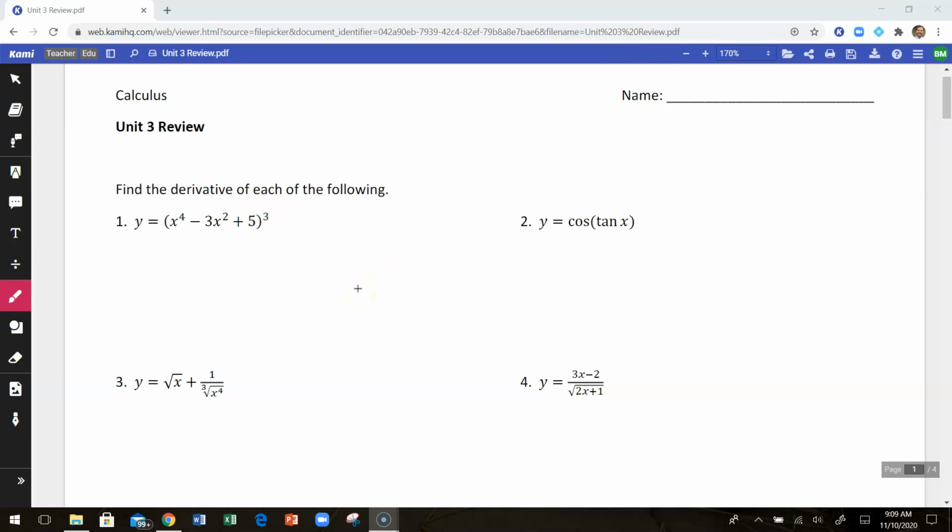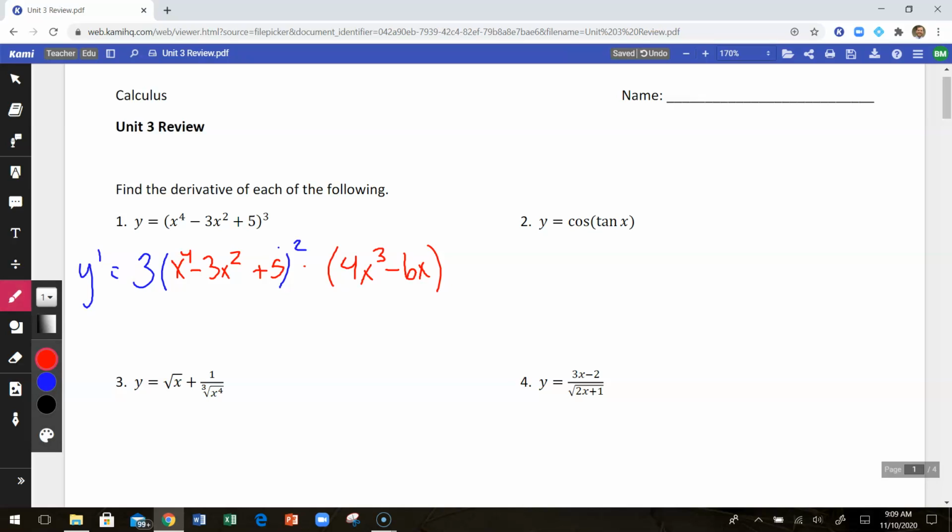So on number 1, we have a function inside of another function. So I'm going to need to do the power rule with the 3 first, and then chain on the derivative of the inside. When we do the power rule, we multiply the 3 down. Remember to keep everything on the inside the same. So that inside part is going to stay x to the 4th minus 3x squared plus 5. And then we're going to chain on the derivative of the inside, which would be 4x cubed minus 6x.